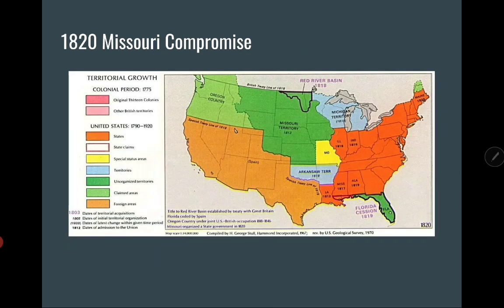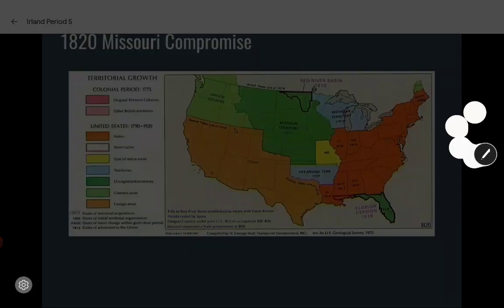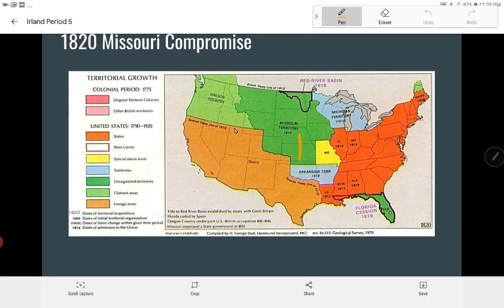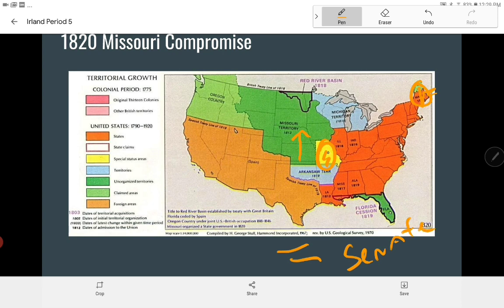So here is the way that it is going to happen. Missouri is going to have a special status. Missouri is going to be slave. Above that is supposed to be free. And the real thing here is people are trying to keep a balance of power. So Missouri is slave, Maine is free, and we are going to keep an equal number in the Senate. This is all very confusing, but it's all about keeping balance in the Senate.